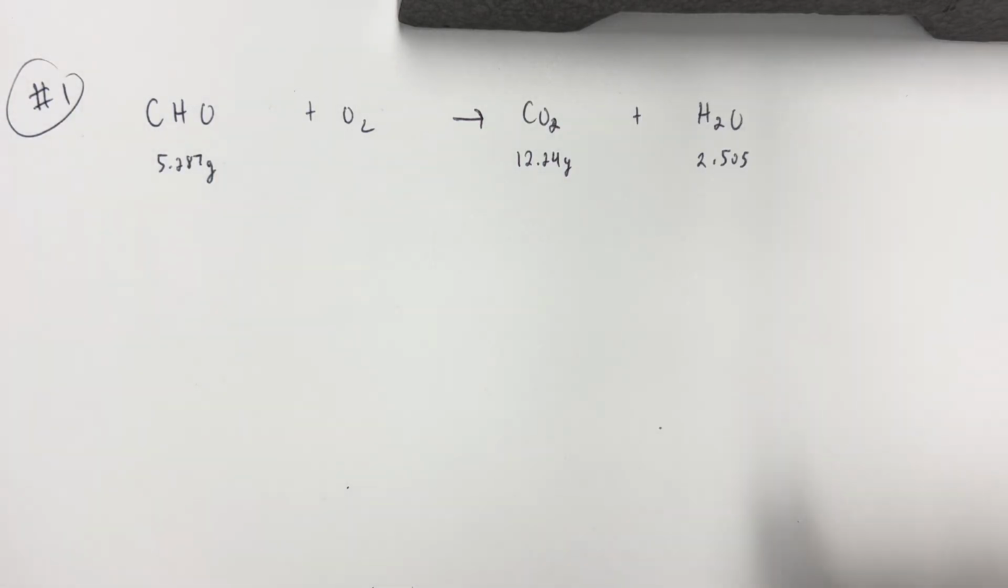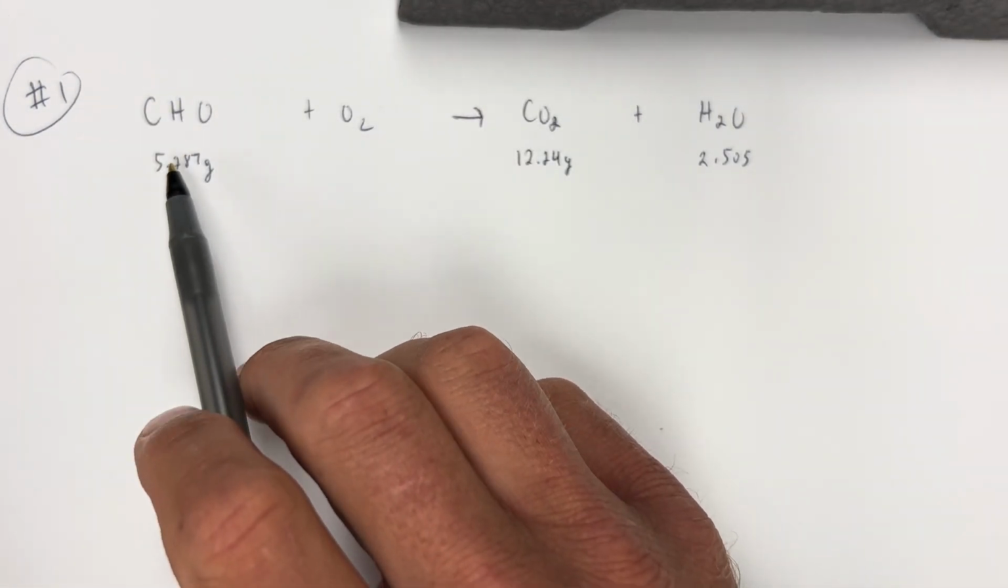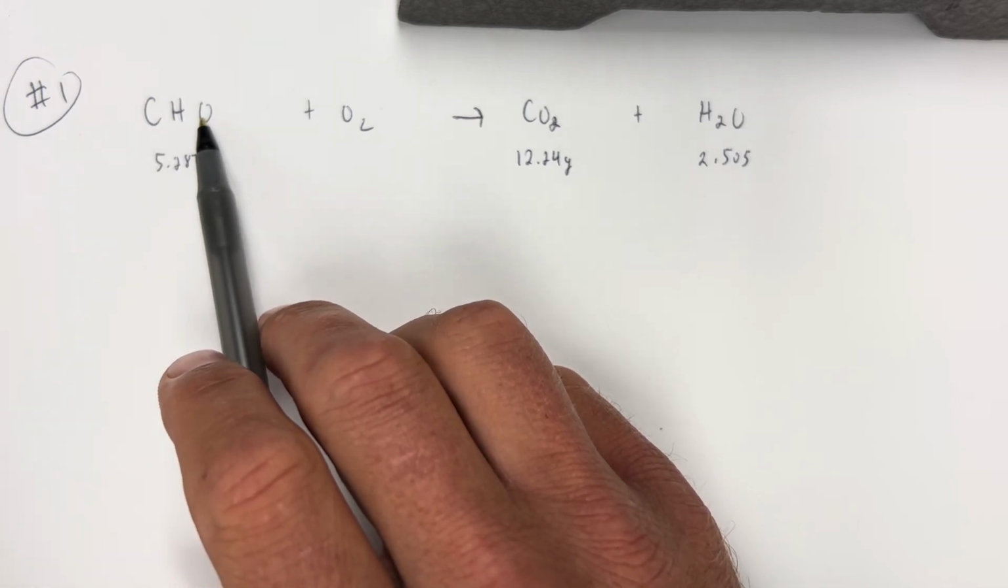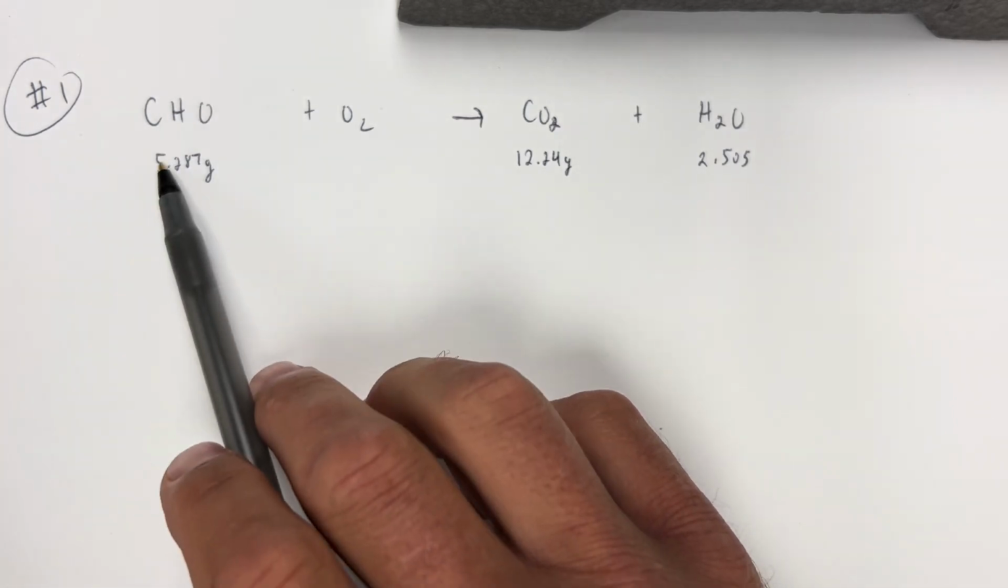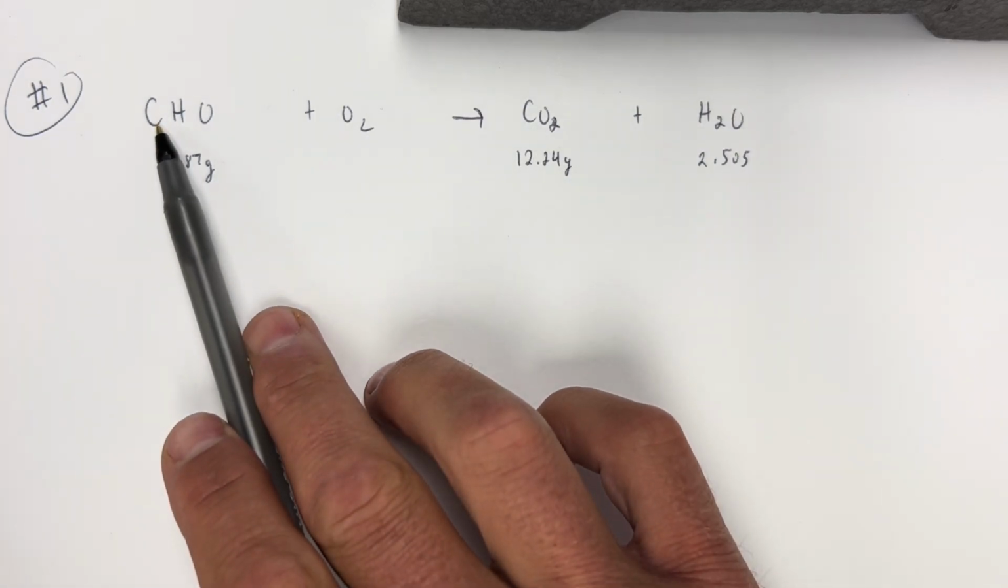Here's number one in your review. This is a combustion analysis, again, trying to figure out the formula of this compound. So we need to know moles of each of these things to get the formula. So they burn this in oxygen, makes carbon dioxide, makes water. Again, all of the carbon from this went into this.